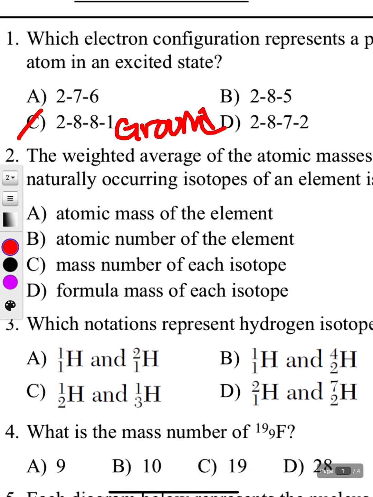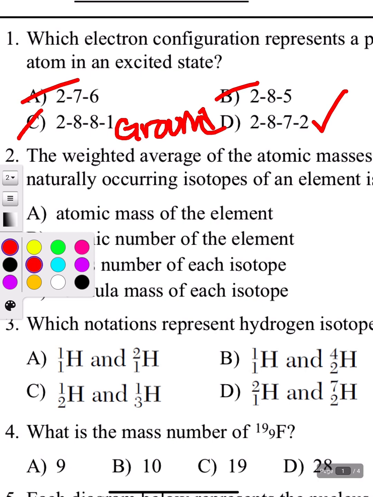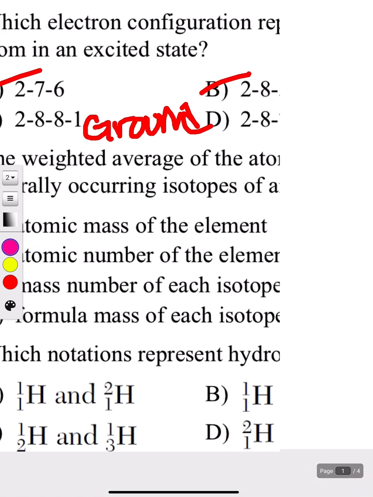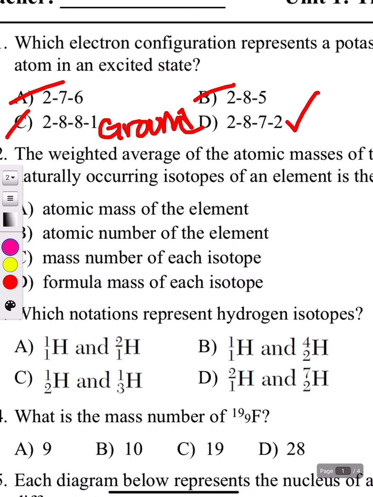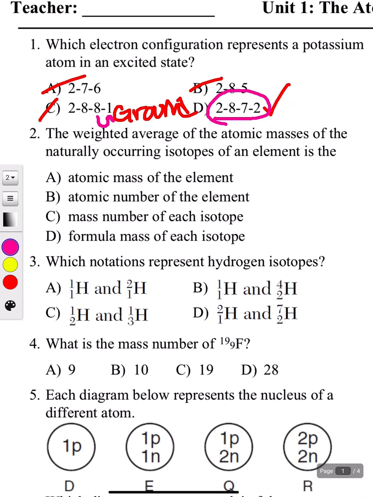Now I'm going to look for the one that doesn't change the number of electrons. So that's out, A and B, and all I'm left with is D. D is showing me that one electron went from the third orbital to the fourth. So one jumped from here to the next. It doesn't change the number of electrons. 2 plus 8, 10, plus 7, 17, and plus 2, 19. And the same thing is happening over here. It does not change the number, so D is our answer.